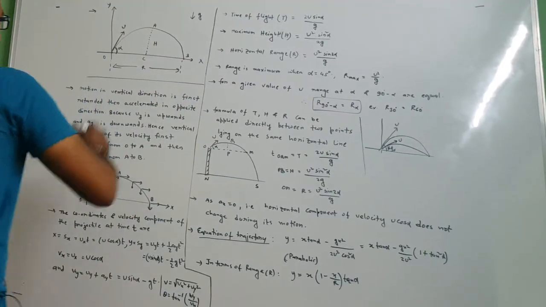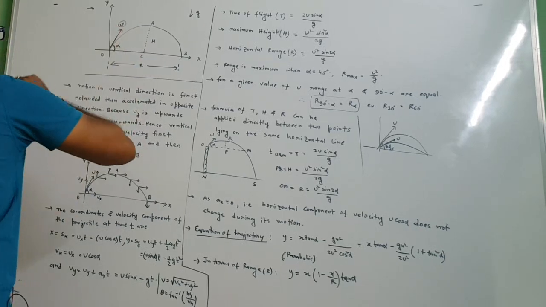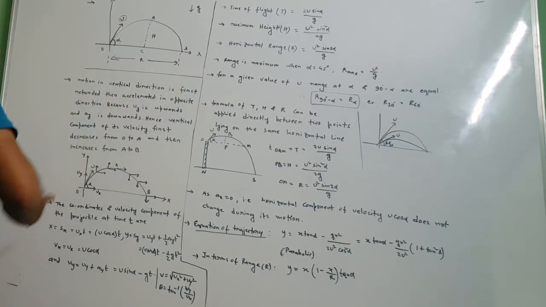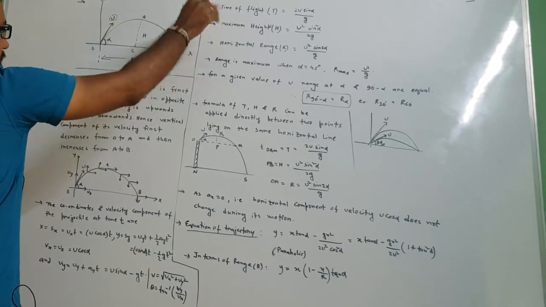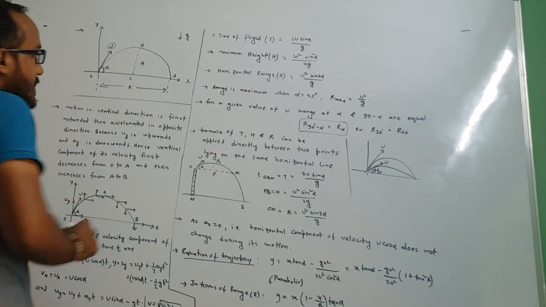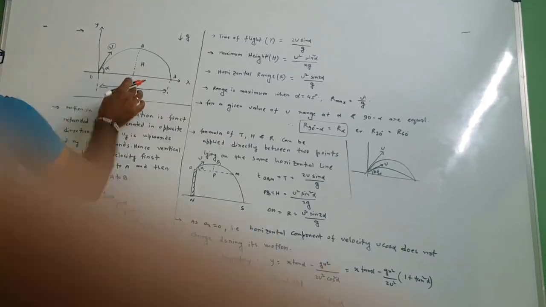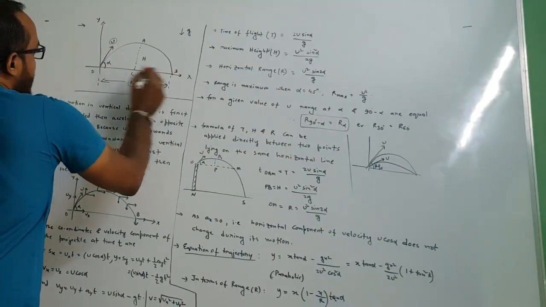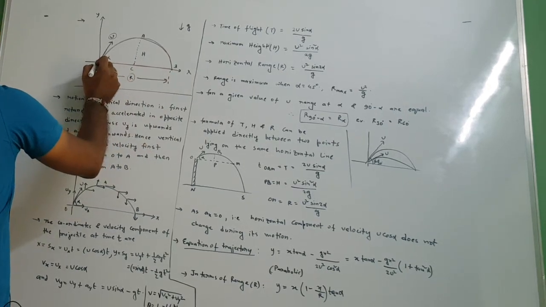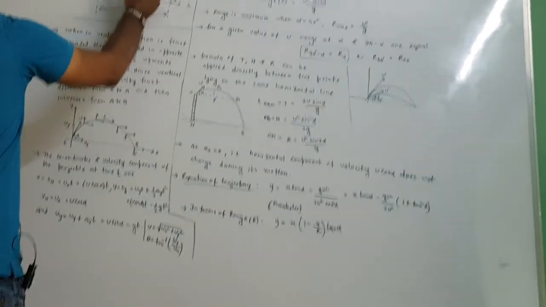Let's continue. See, if we have projected a particle u with an angle alpha with the horizontal axis, then we have to find some terminologies related to this projectile motion. The first one is your range R, that is this distance, and the time of flight, that is the time the object takes to go from O to B, and the maximum height.